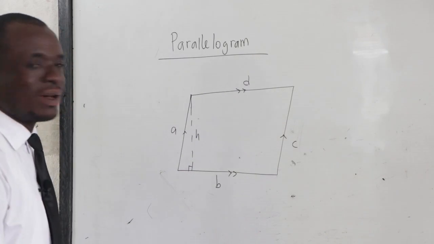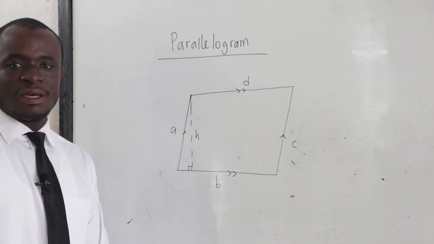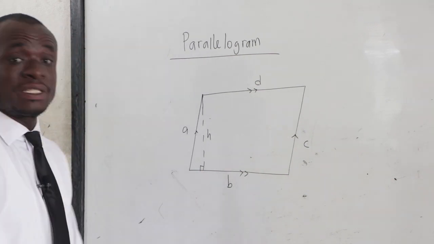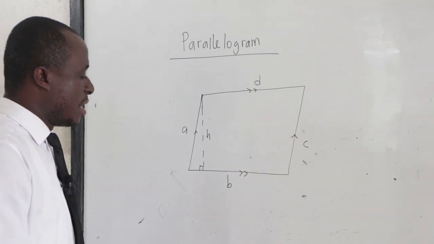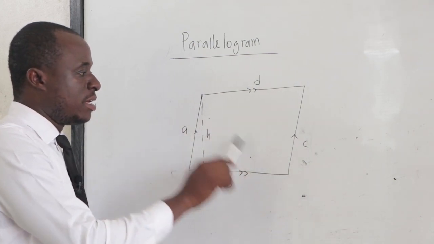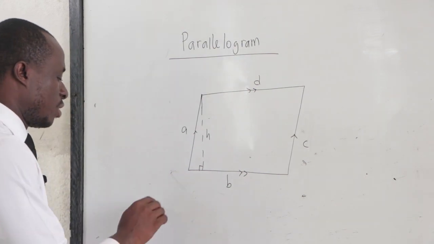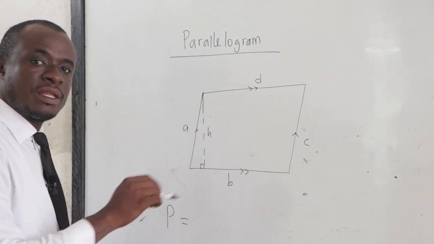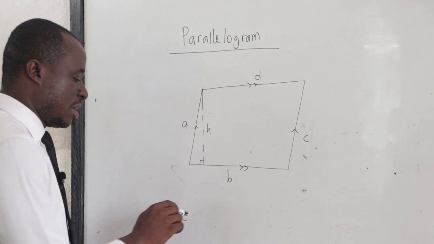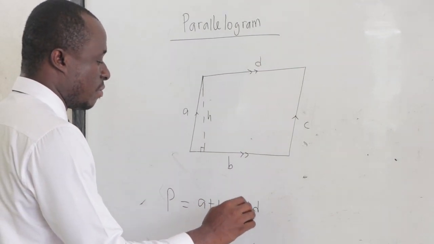Now I want to look at a parallelogram. With a parallelogram, the opposite sides are parallel and equal, and also opposite angles are equal. So the angle over here is equal to the angle over there, and the angle over here is also equal to the angle over there. Now when you talk about perimeter, the total distance around it, here it is going to be A plus B plus C plus D.